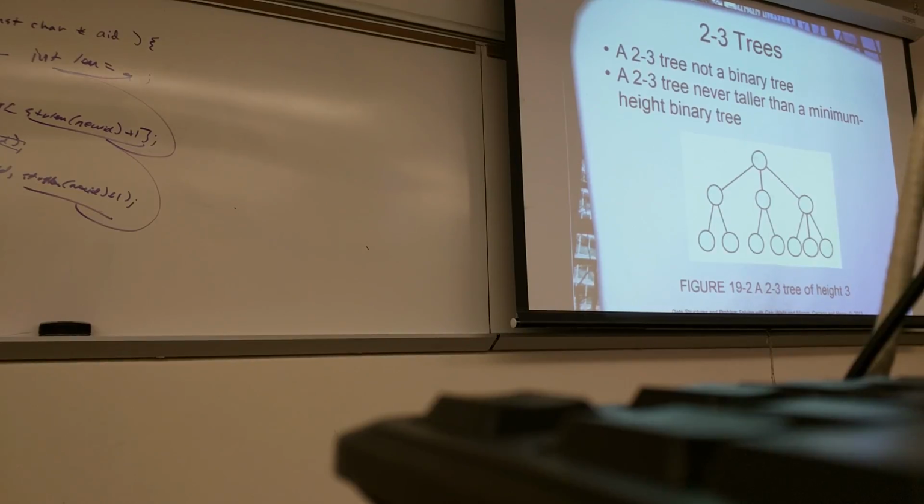A 2-3 tree, as we'll see, somehow, magically, but we'll tell you what the magic is, keeps the tree balanced. Now, I do want to remind you, I mentioned this briefly last week, you might not remember what balanced means. Balanced means that for any pair of leaf nodes in the tree, the difference of height is no more than one.